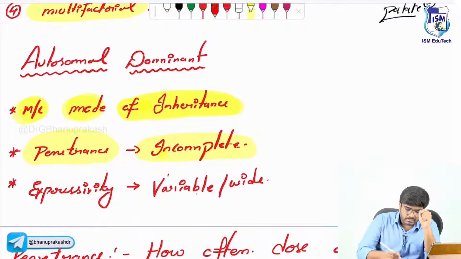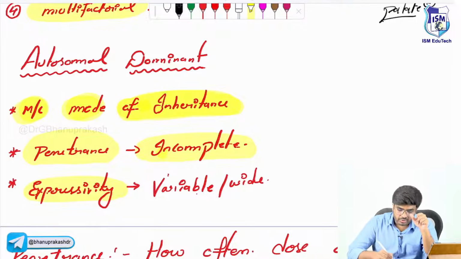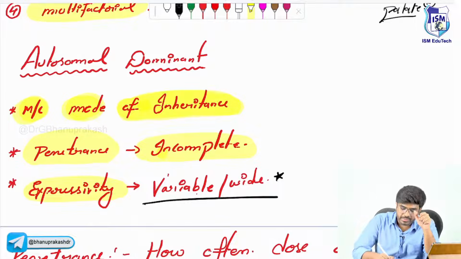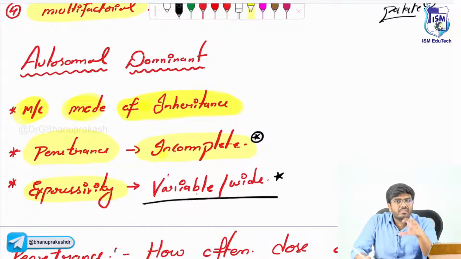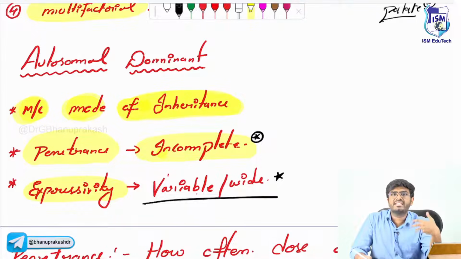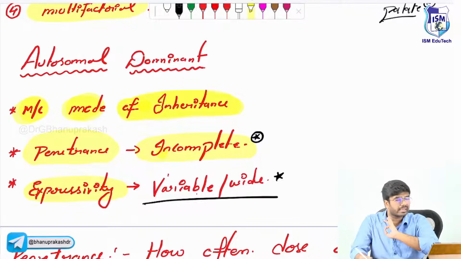These disorders will have incomplete penetrance, and the expressivity in autosomal dominant conditions is going to be variable, or wide expressivity is seen. Most students don't have a proper idea about what exactly penetrance is and what exactly expressivity is. Let me give you examples. First, see the definition. Later, I will give you the example. With that example, you will have a clear-cut idea and get clarity.